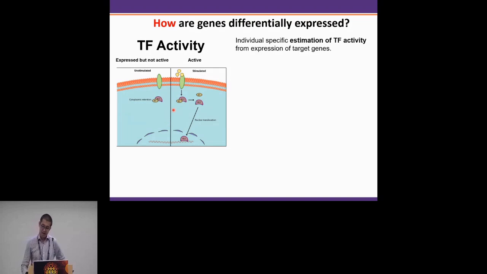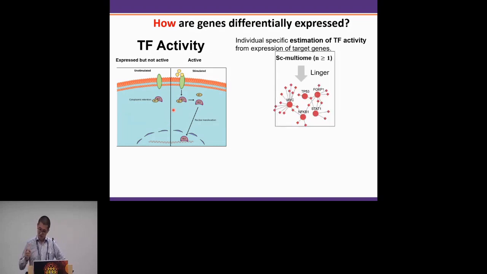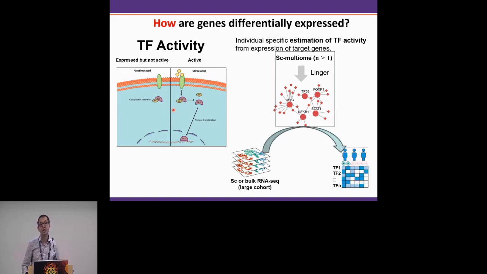Then can we estimate the transcription factor activity for each individual? If yes, then we can test. The idea is we can use maybe one sample or a very small number of samples with multi-omic data, run LINGER, and infer the network. Then for a large cohort, bulk or single-cell RNA-seq data, we can estimate the transcription factor activity for each individual. And then we can test if their activity differs between diseased and healthy conditions.